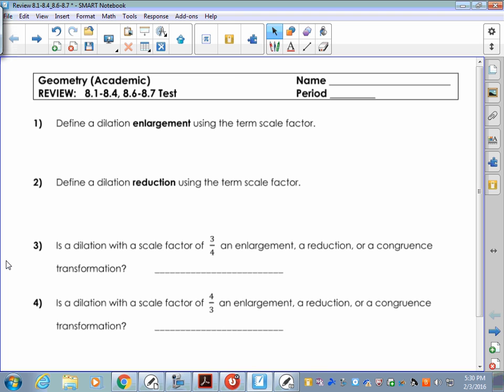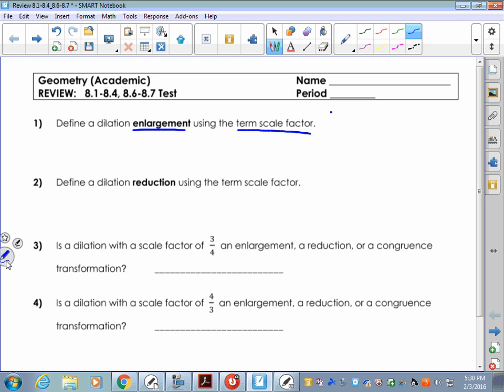Guys, please get this information just in case you didn't get it from this morning when we went through it today in class. Just go through some key information. You get to use your foldable. We want to define a dilation as an enlargement in terms of the scale factor.